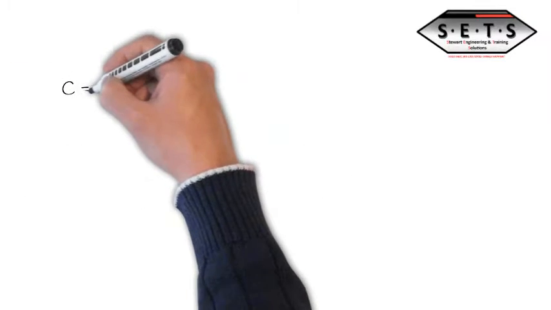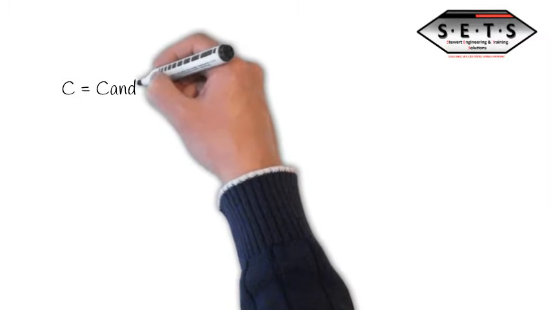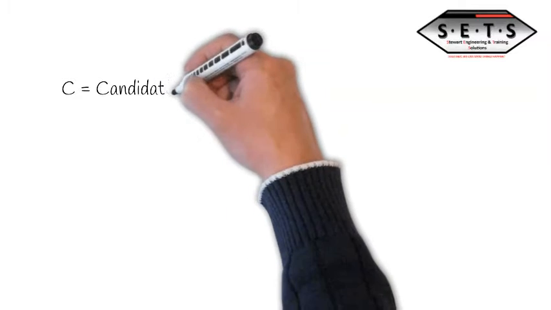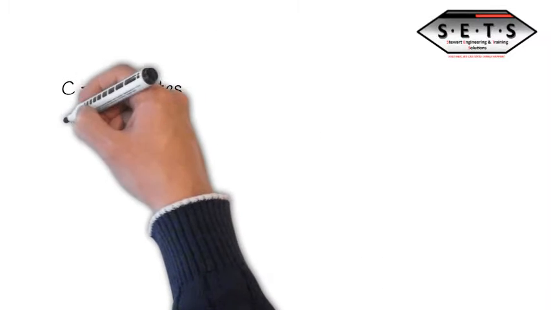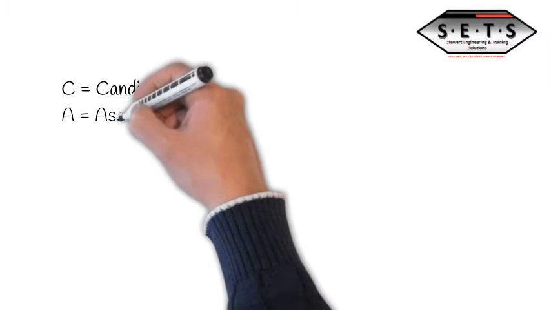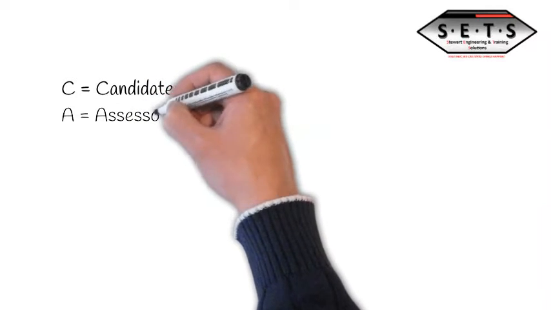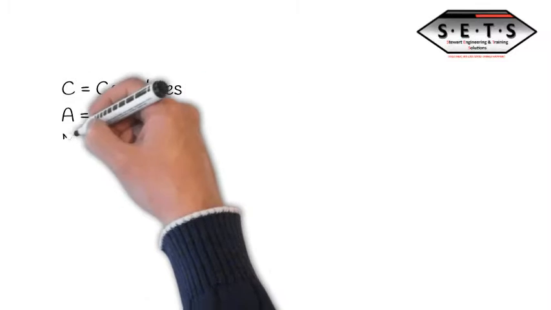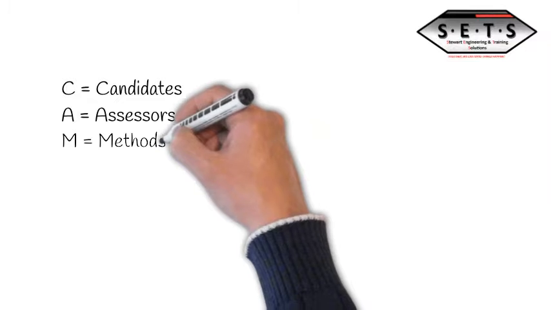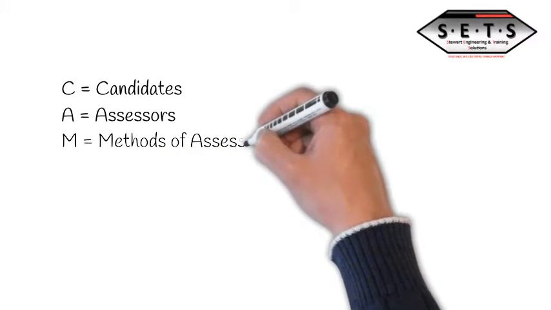Let's look at CAMERA in more detail. C equals candidates. You should try to internally verify across all cohorts, whether that's part-time, full-time, different gender, or with particular requirements. A equals assessors. Take into consideration their experience and qualifications, their workload, look at their CPD, aim to cover all assessors' work over time. M equals methods of assessment. Examine the methods used, observation, questioning, products, and so on. Try to cover all methods over time.